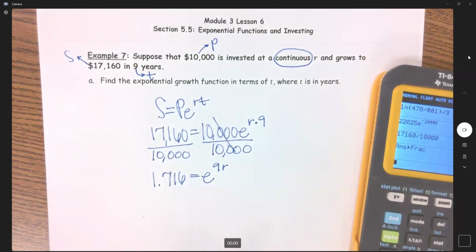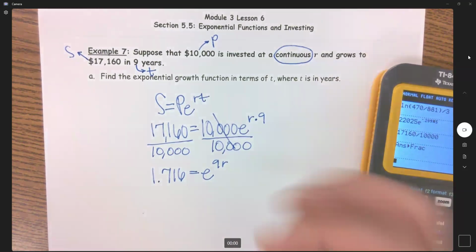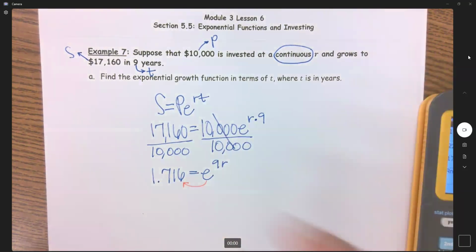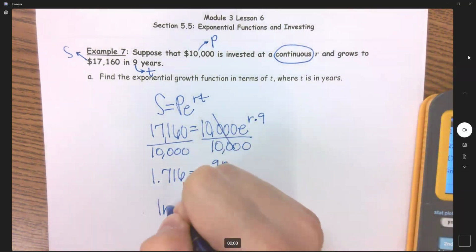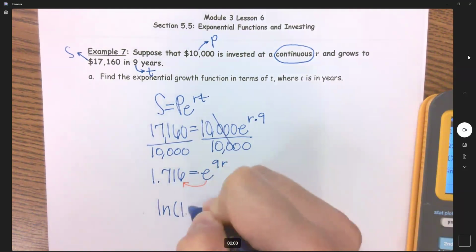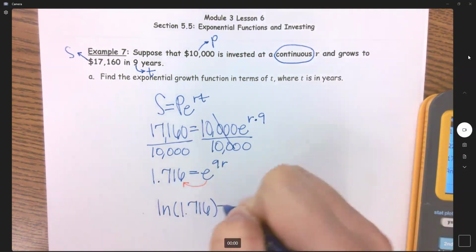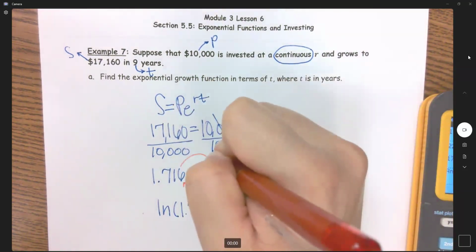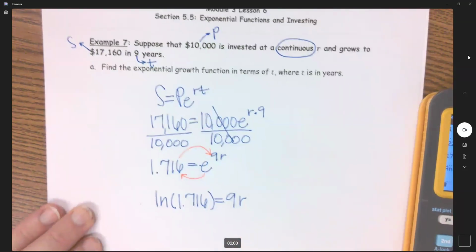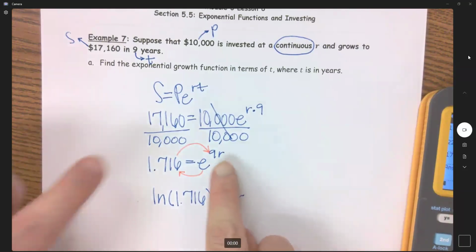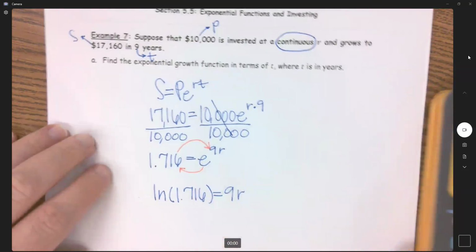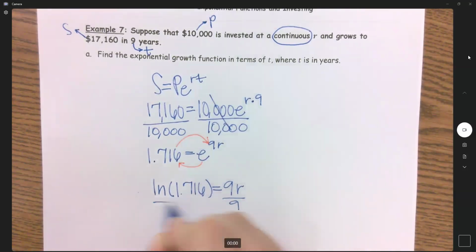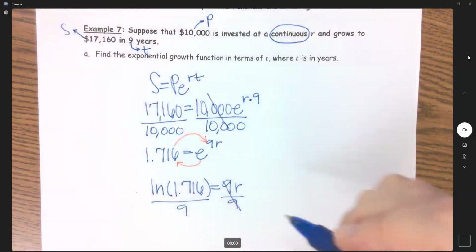So I'm now isolated. So now rewrite. We're going base to the other side of the equals. A log with a base of e is a natural log. So we got natural log of 1.716 equals 9r. It's going to equal what's left. So we isolated, we have rewrote. Last step is to solve. So I'm going to divide by 9.